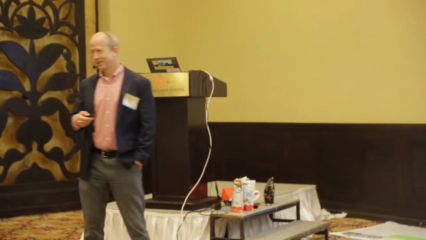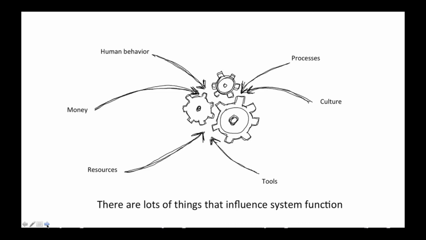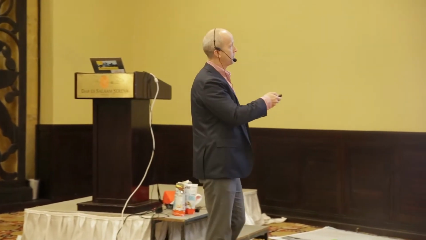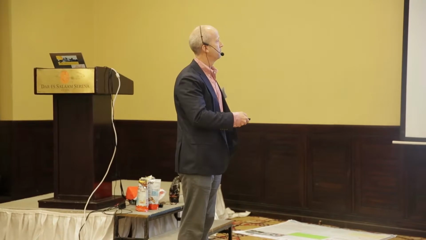All right, so this looks a lot like what I showed yesterday, right? There are lots of things that influence system function: processes, culture, tools, resources, money, human behavior. Human behavior is only one of them. It's only one of the things that influences system function.